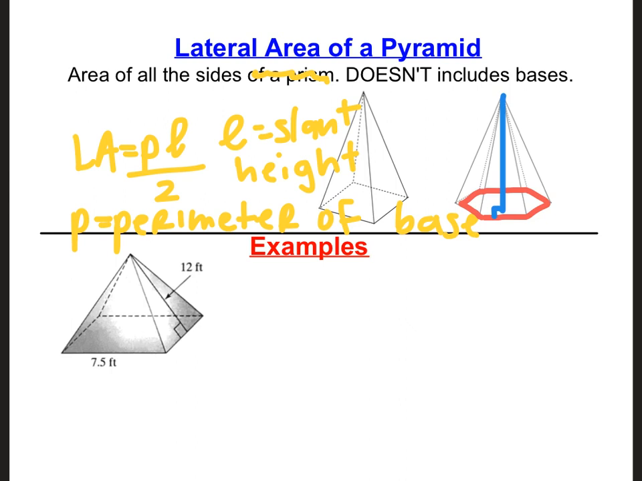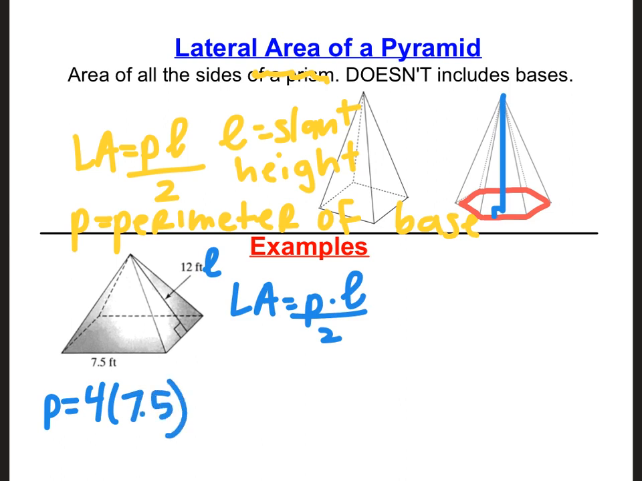So we're going to do it for our first example. We have LA equals P times L divided by 2. Now I already know that my slant height is going to be 12, but we do have to find the perimeter. For this one, we're going to assume it's a square on the bottom. I think all of our pyramids have regular bases, meaning that all of the sides are the same length. If they weren't the same length, they would label the rest of them. So for perimeter, we're going to do 4 times 7.5. And when I put that in my calculator, I get 30.